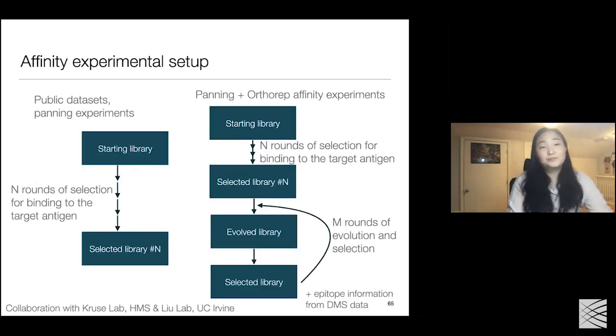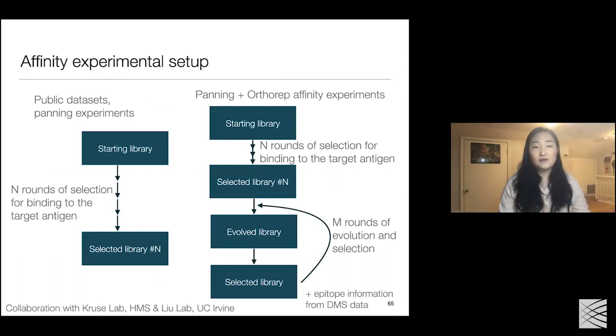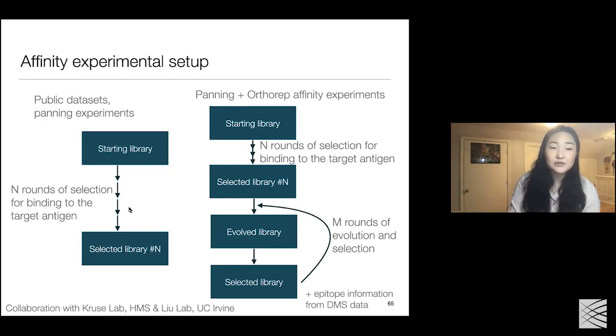Additionally, affinity is the golden bar for everything with nanobodies. A nanobody is only useful if it has high affinity to a target. And so general steps for affinity are as follows. You have a starting library of sequences, you do n rounds of selection, and you get a selected library.